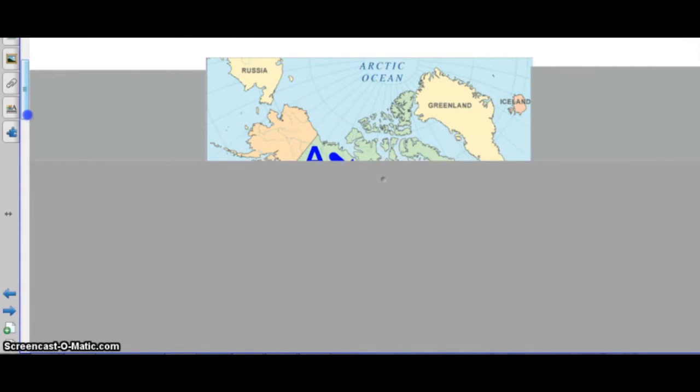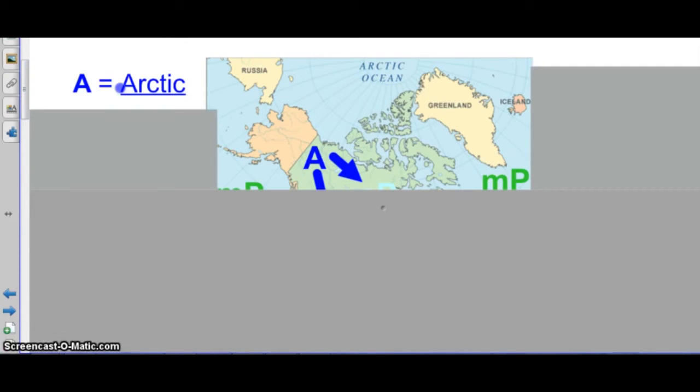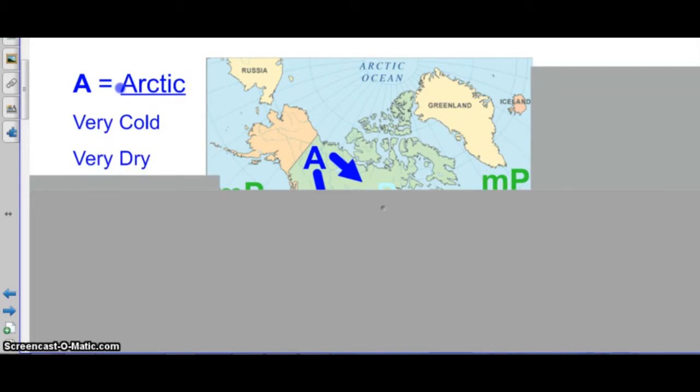Looking at our map, the top thing you need to add is a big old blue A, blue if you can. Why do you think a blue A should go right there? Any guesses as to what A should be? Because it's cold there. A stands for Arctic. Arctic, yes. Now the air up there, I'm sure you know it's very cold, but it's also very dry. There's no moisture being added to it, anything else. So, A is for Arctic.